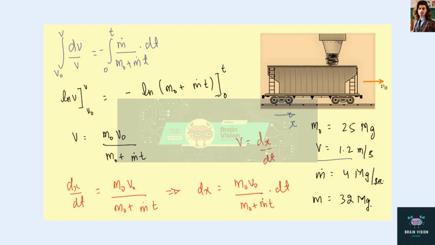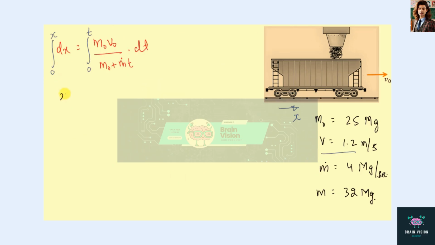Now again we can integrate both sides. When the time is 0, the distance traveled is 0, and when the time becomes t, the distance traveled would be x. After integrating the right side we'll get x equals m naught v naught divided by m dot, times natural log of m naught plus m dot times t divided by m naught. So this is the expression for the distance x that we have to calculate.